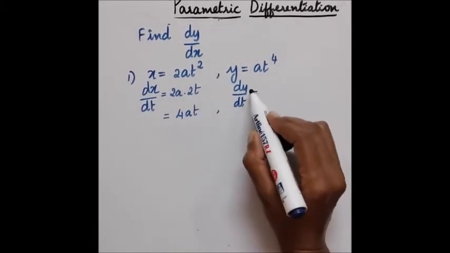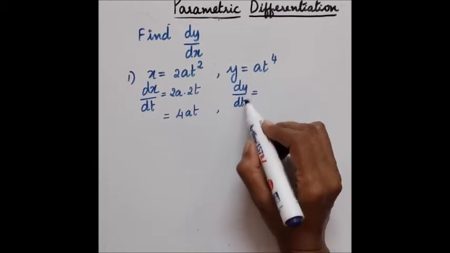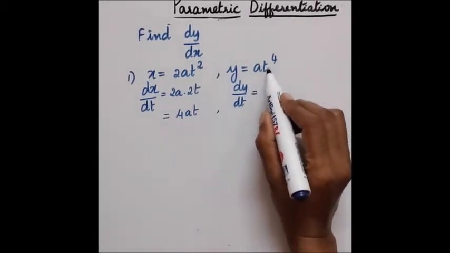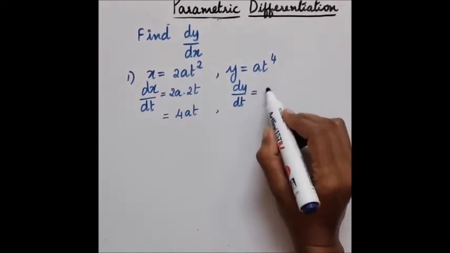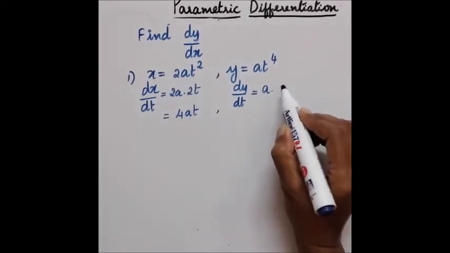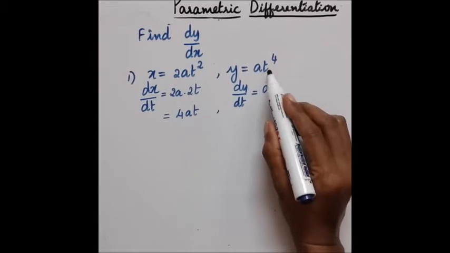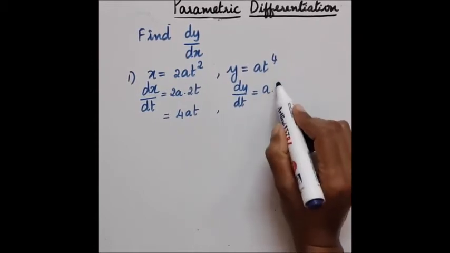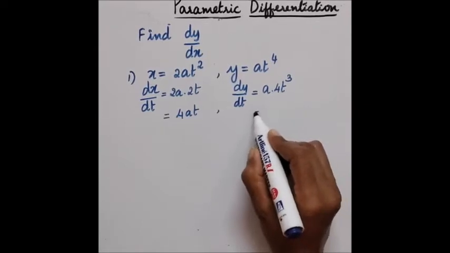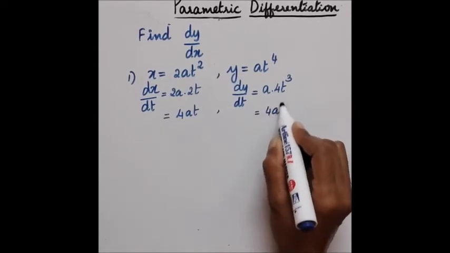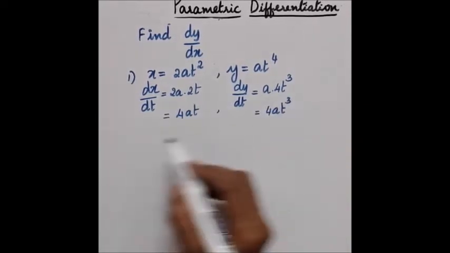In the same way, the derivative of y with respect to t: a into t to the power 4, constant into variable. So write the constant as it is. The derivative of t to the power 4 is 4t cube. So dy by dt is 4a into t cube.